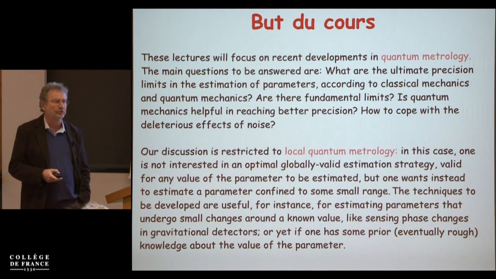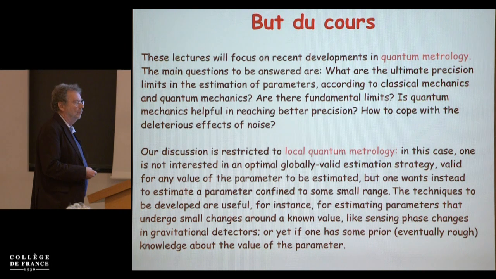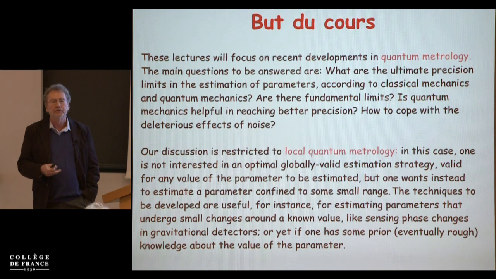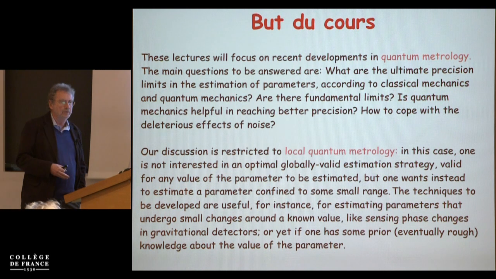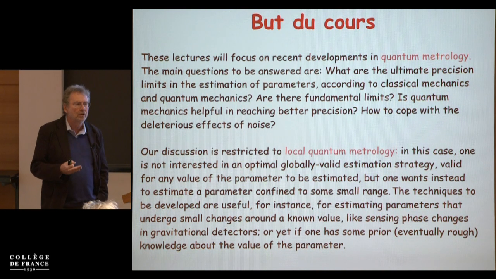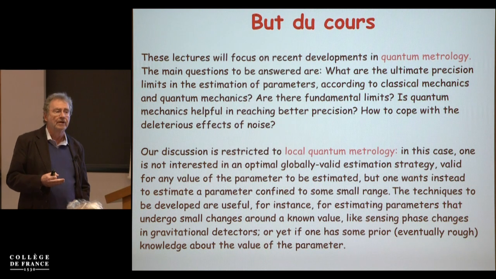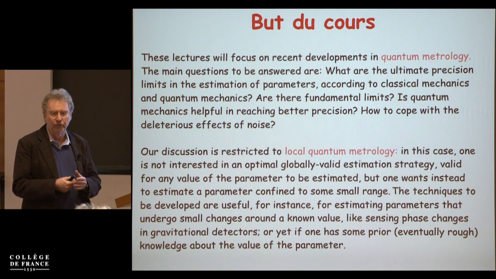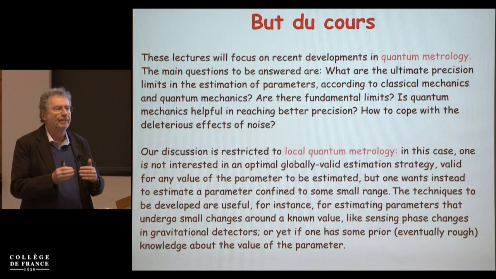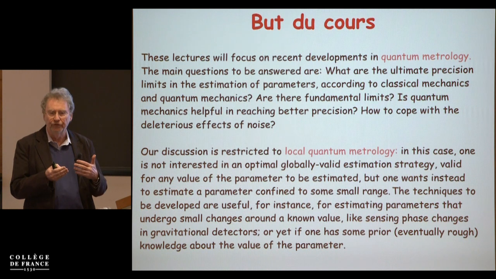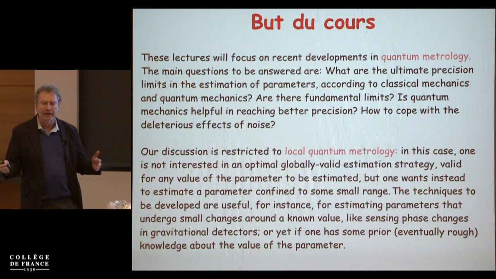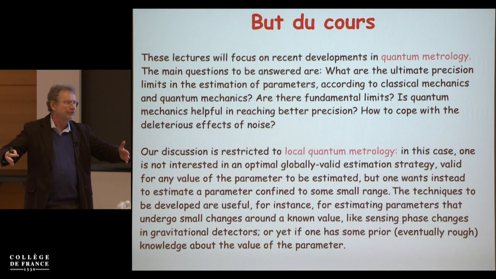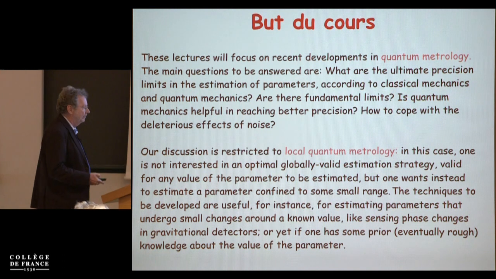Also a very important question which has had recent developments is, how can we cope with noise within this framework of quantum metrology? Now, we are going to restrict our discussion here to the so-called local quantum metrology. That means that we have some prior knowledge about the parameter to be estimated. That's also useful to estimate small changes in some parameter around some previous fixed value. That's the case, for instance, for gravitational wave detectors, where you set up around some phase, and then you want to watch some small changes in phase due to the arrival of a gravitational wave.